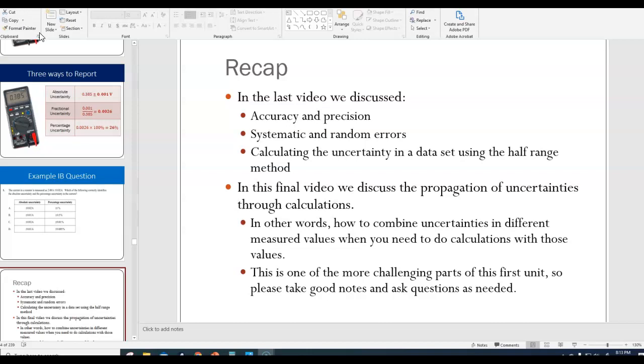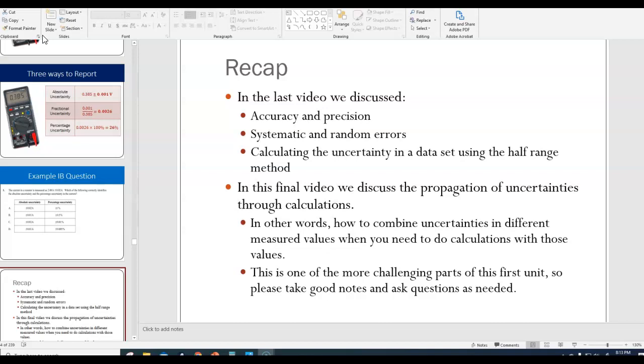Okay, so in the last video we talked about a lot of different things. We talked about accuracy and precision. We talked about systematic and random errors. We also talked about how those things are linked. When you talk about the accuracy of a set of data, you're basically talking about how far away the average of that set of data is from the accepted value, and how that can be a measurement of systematic error.